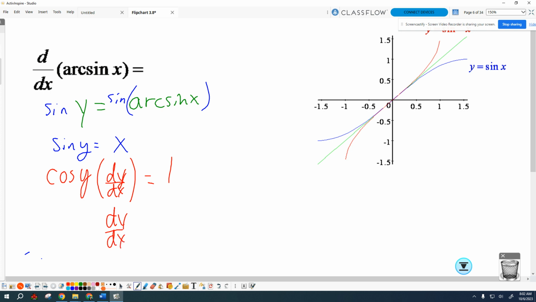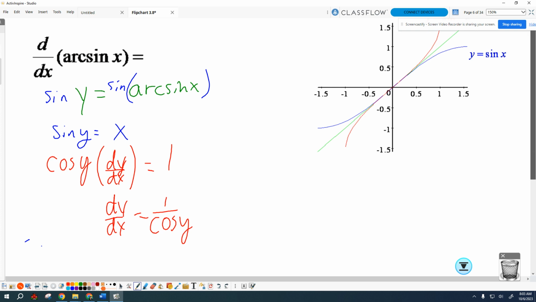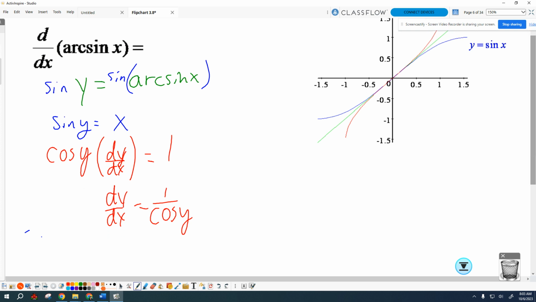dy dx is, oh, I got d/dx arc sine x is equal to negative sine negative 2x cosine x. Not sure where you're getting that. I just followed the rules online. Okay. I used the chain rule. Okay, well, right now, I don't see where that's coming from.